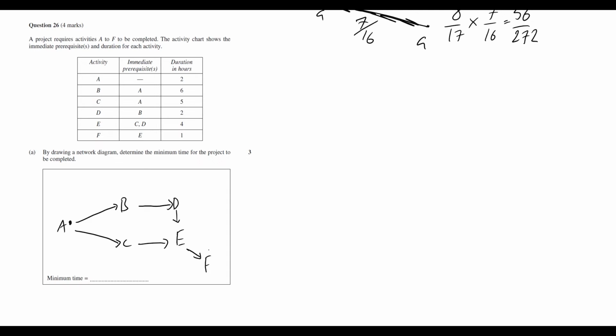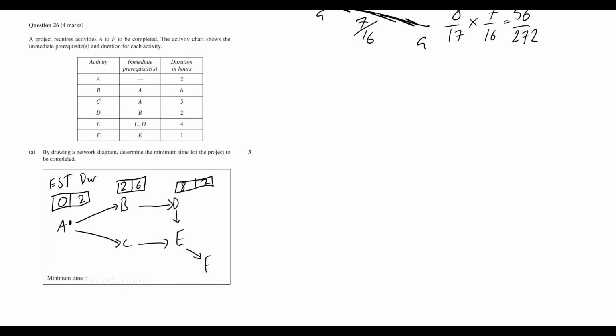Okay, and for the duration in hours, we should write the typical little boxes above each activity. That will tell us the earliest starting time and then the duration. Typically it's the earliest starting time and the latest starting time, but for a problem like this, we'll change it to the EST and the duration. The earliest starting time for A will be 0 with a duration of 2 hours. B has an earliest starting time of 2, and a duration of 6. Then for D, we have an earliest starting time of 8, since it's 2 plus 6, and the duration of D is 2.